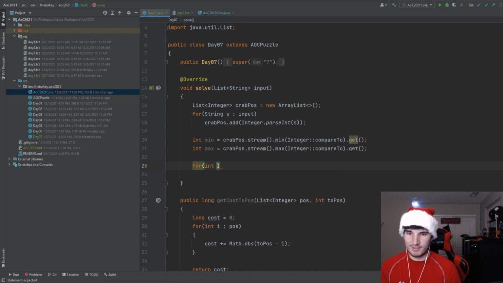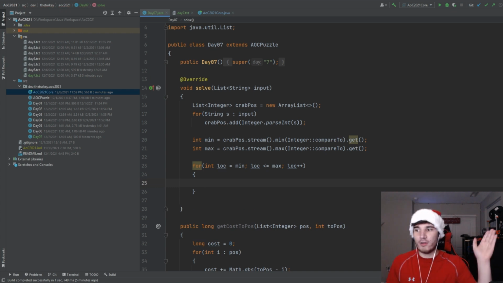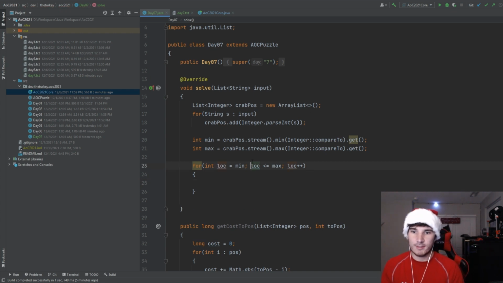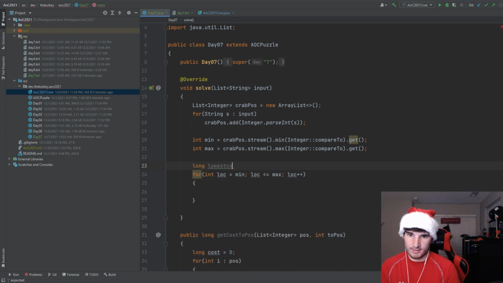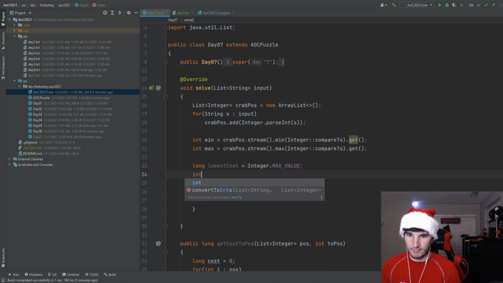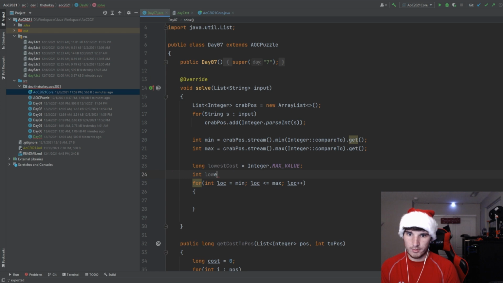So for int location equals min, while location is less than or equal to max, plus plus. Again, this is the naive way: we're going to go through all of them and just see where the lowest is. Lowest cost is going to be, whoops, we're going to start at the max integer. That way the first one will of course be lower than that, and then we'll also have an int lowest position.